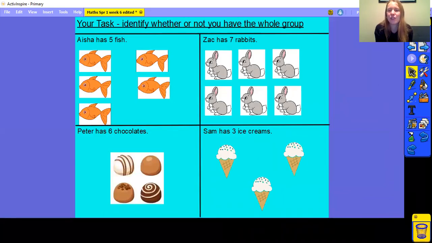Now, here's your job for today. I want you to identify whether or not you have the whole group. Ask your grown-up to help you to read the sentence, then count the objects to work out whether you have the whole group. Don't forget to take a picture and send it to your class email address.